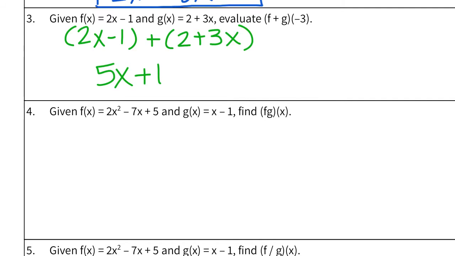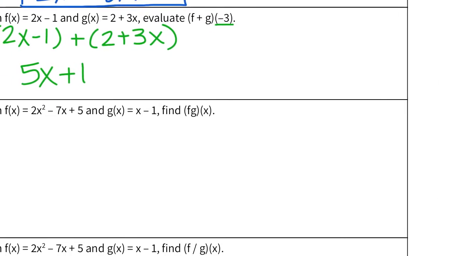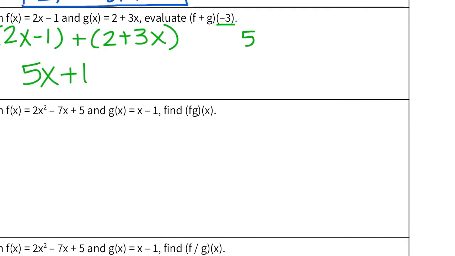But they wanted us to evaluate at negative 3. So I'm going to take the function that we just found, 5x plus 1, and I'm going to plug in negative 3 where the x is at. And when I do that, I get negative 15 plus 1, which is negative 14.